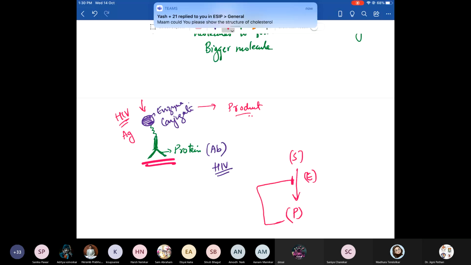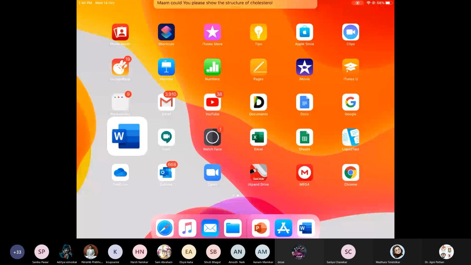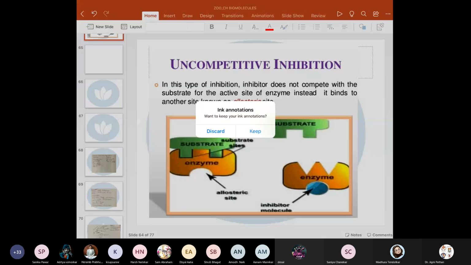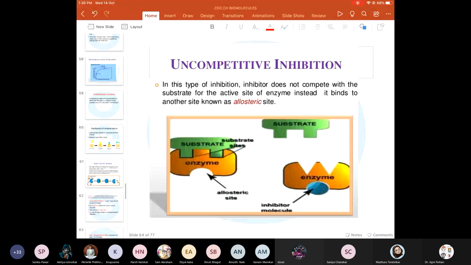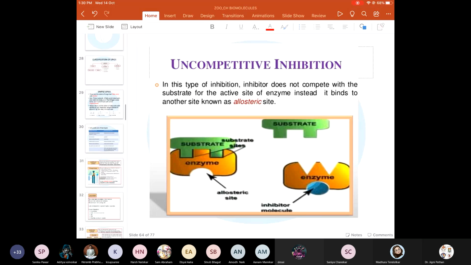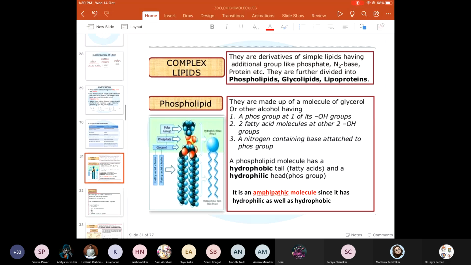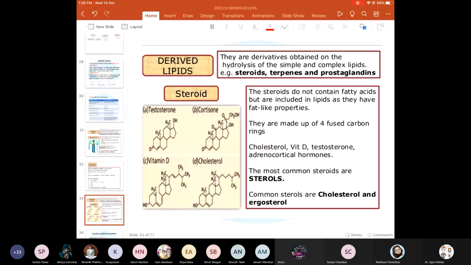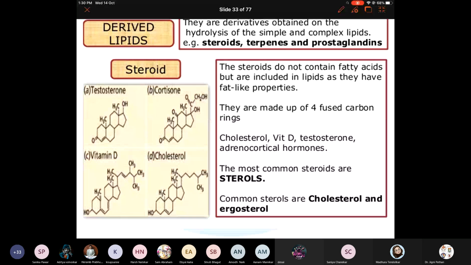Structure of cholesterol. I don't know whether I have it in this slide. Let me check. Structure of cholesterol. Yeah, you can take down the structure of cholesterol.